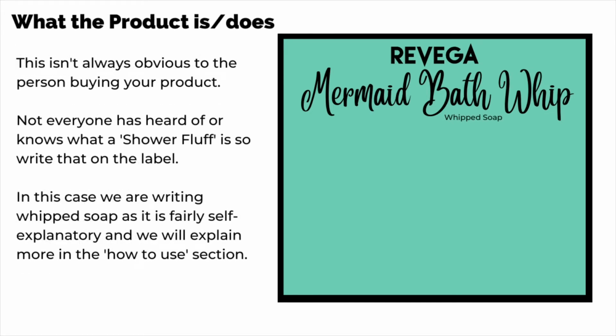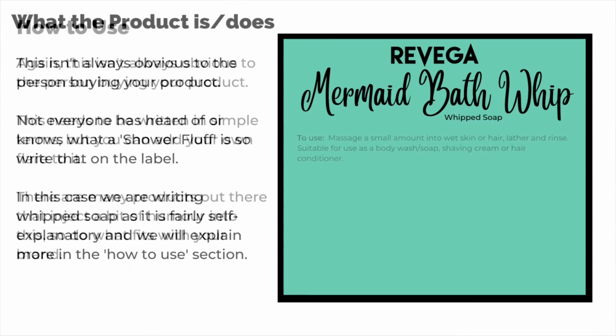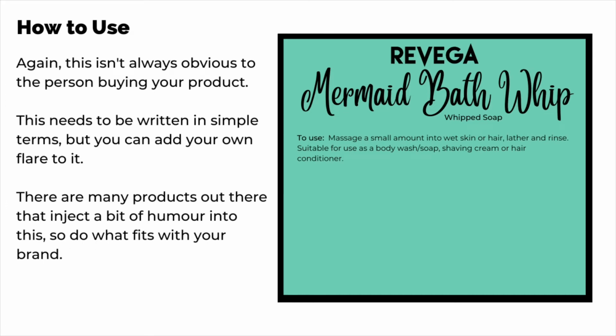This isn't always obvious to the person buying the product. Not everyone has heard of a shower fluff. So you need to be descriptive, write what the product is. In this case, we're writing whipped soap as it's fairly self-explanatory, whipped and soap. We'll explain more in the how to use section. May seem obvious to you, but again, not everyone has heard of a whipped soap, so they might not know how to use it. So you need to put a section in telling the person how to use your product.